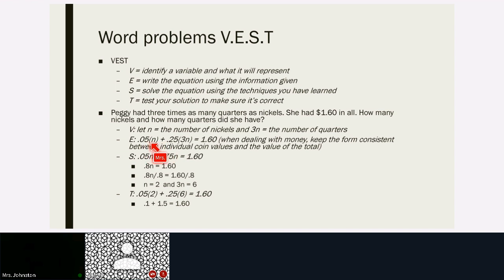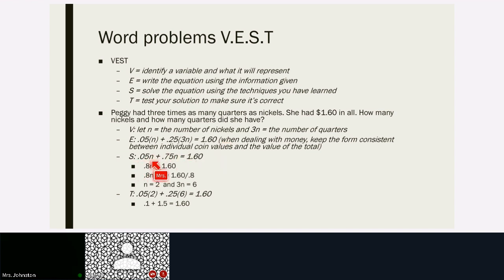So here I've got 0.05, which is 5 cents, times n, the number of nickels, plus 0.25, which is the value of 1 quarter, times 3n, which is the number of quarters, equals $1.60 in all. Now, when dealing with money, you want to keep your form consistent. If you don't want to use 0.05 and you just want to put 5 instead, that's fine if you're talking about cents. But remember, $1.60 would have to be written as 160 cents.